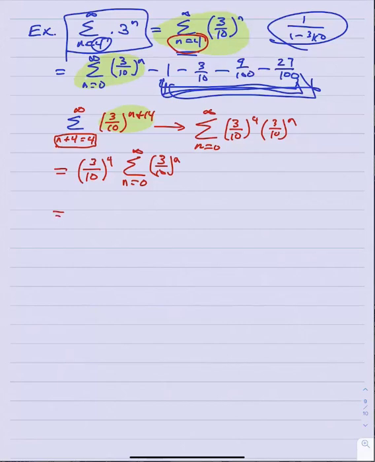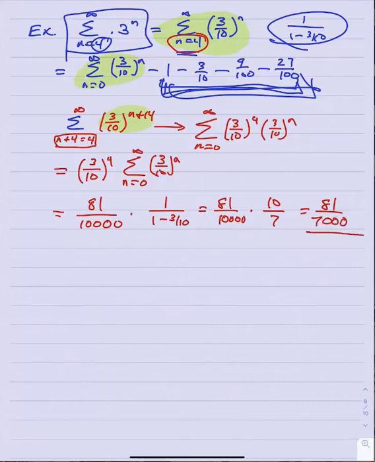Okay, and of course, what does that make? That makes 81 over 10,000, times 1 over 1 minus 3 tenths. So whatever that is, 1 minus 3 tenths would be 7 tenths, so that's 10 sevenths, which means I end up with 81 over 7,000, if I did my arithmetic correctly there. Okay, so another example to show you how reindexing can make things easier, especially when it comes to these geometric series that have been transformed just a little bit.